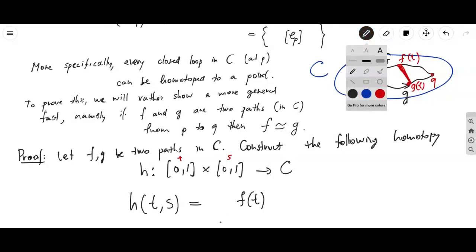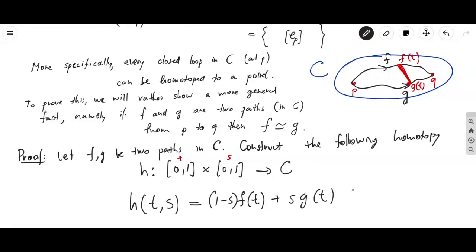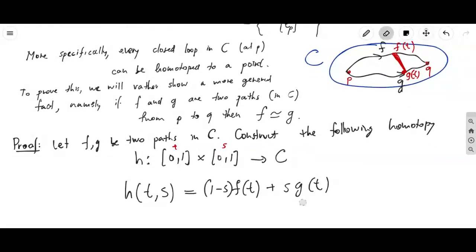is, this is the way we do it. It's 1 minus s times f of t plus s times g of t. So as s ranges from 0 to 1, you're moving from f of t to g of t. So you get the line. This is, of course, a vector because this is in R^n. That's a vector in R^n. These are scalars. But this makes sense. This is a continuous mapping because you're just combining continuous functions together.